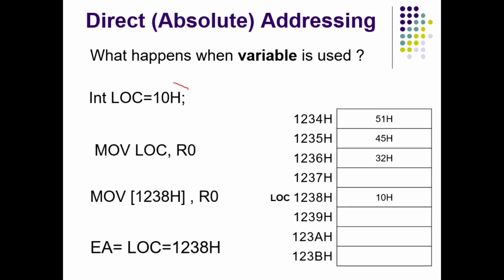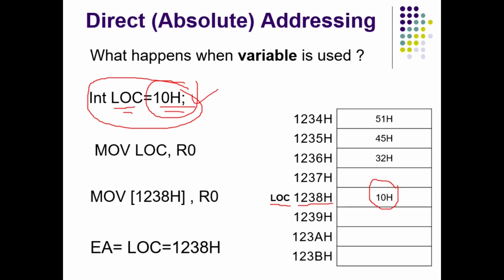Here I have declared a variable name called LOC and I have assigned a value 10H. Now what exactly happens in memory whenever you declare a variable? Nothing but this 10H will be allocated in a particular byte, and the processor identifies the variable name as the address of that byte. That means after declaring this variable, wherever you use that variable name, the processor replaces your variable name with that particular address.